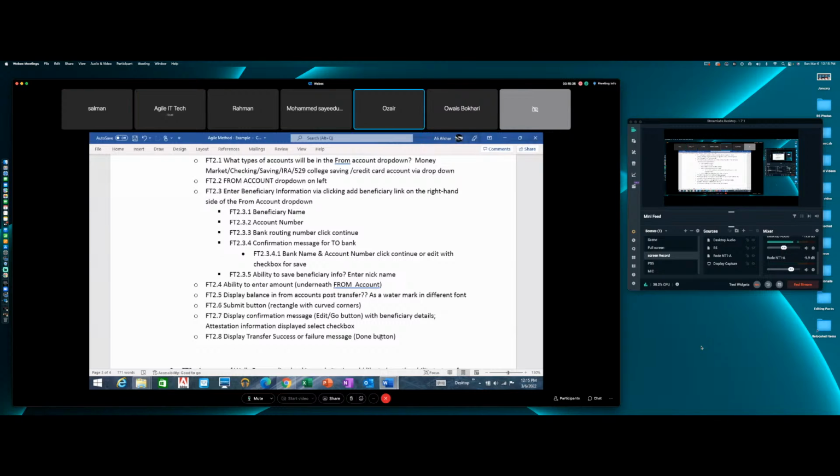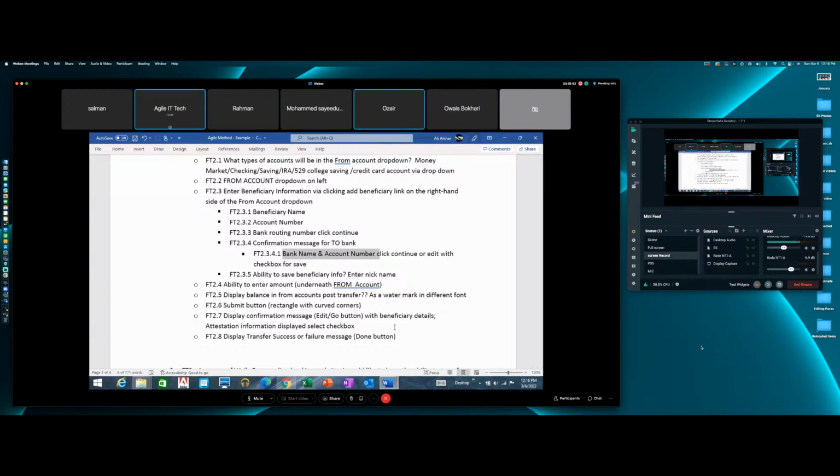You're still on screen 3. The confirmation message. You see this? Yes. This is the details of that confirmation message. What's part of the confirmation message? The bank name and the routing number. Account number.